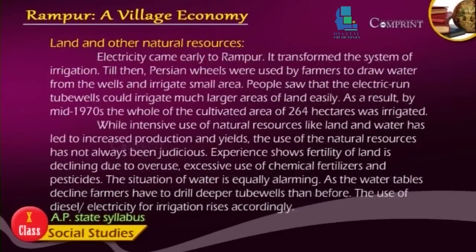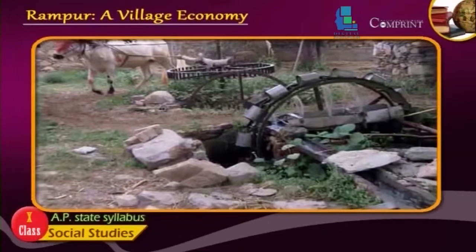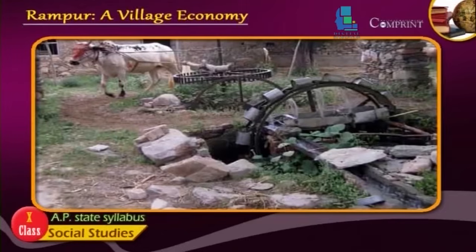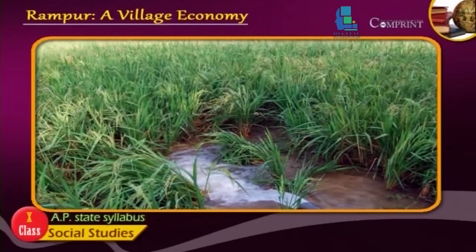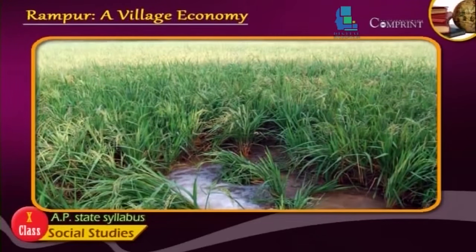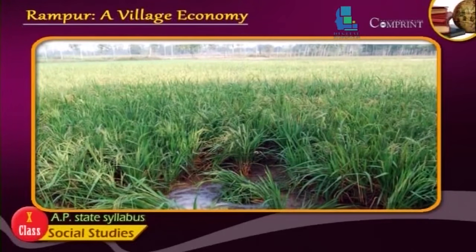Electricity came early to Rampur. It transformed the system of irrigation. Till then, Persian wheels were used by farmers to draw water from the wells and irrigate small areas. People saw that electric-run tube wells could irrigate much larger areas of land easily. As a result, by the mid-1970s, the whole of the cultivated area of 264 hectares was irrigated.